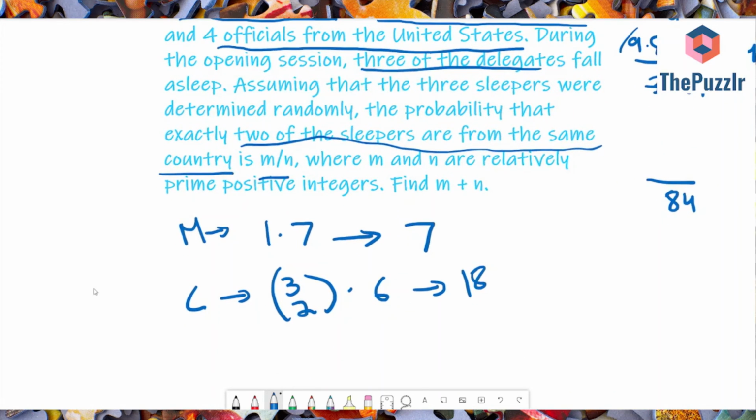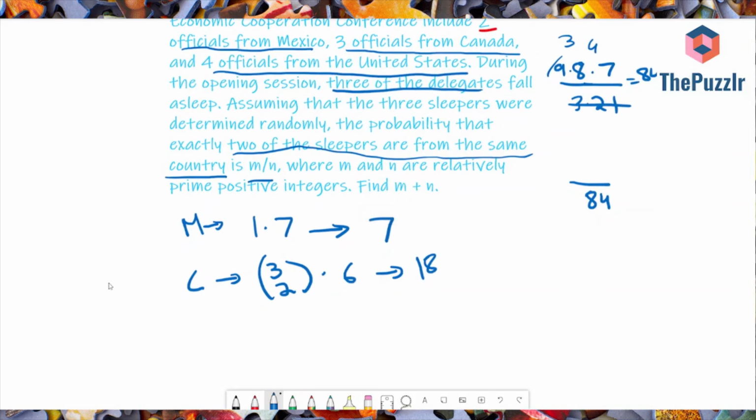Okay, finally, what if the United States delegates are sleeping? There's 4 of them, so 4 choose 2. And then out of the other 5 delegates, one of them is sleeping. So 4 choose 2 is 6, and 6 times 5 is 30. So we have 30 plus 18, which is 48, plus 7, which is 55 over 84.